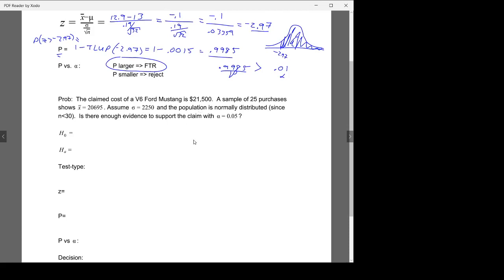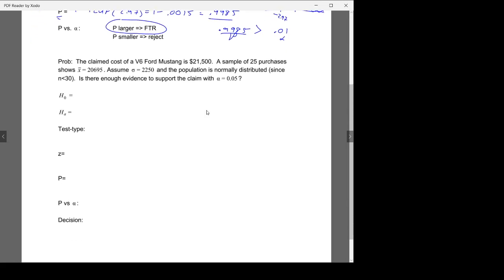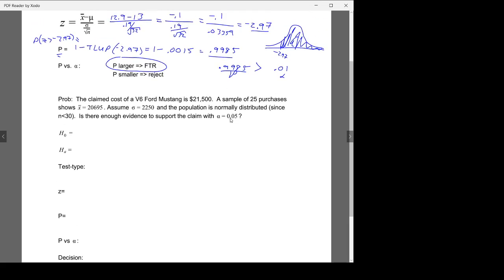So let's try another one here. The claim is that the cost of a Ford Mustang is $21,500. I think they're more than that now. A sample of 25 purchases shows this amount, and then we'll assume a sigma, and the population is normally distributed. Since n is less than 30, we have to assume that. Is there enough evidence to support the claim with the 5% alpha?